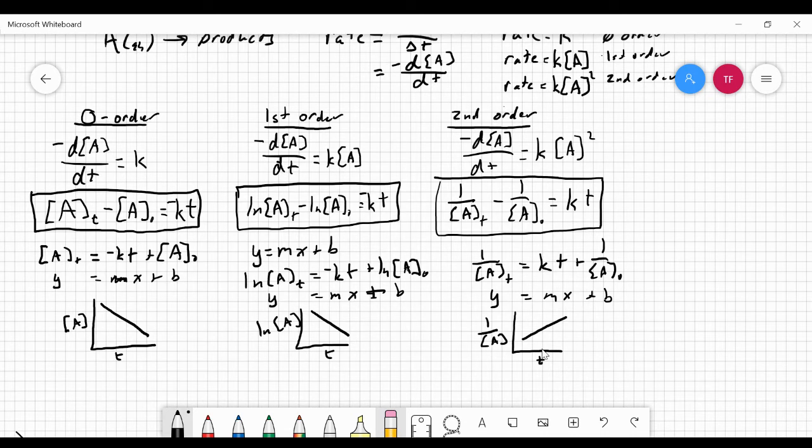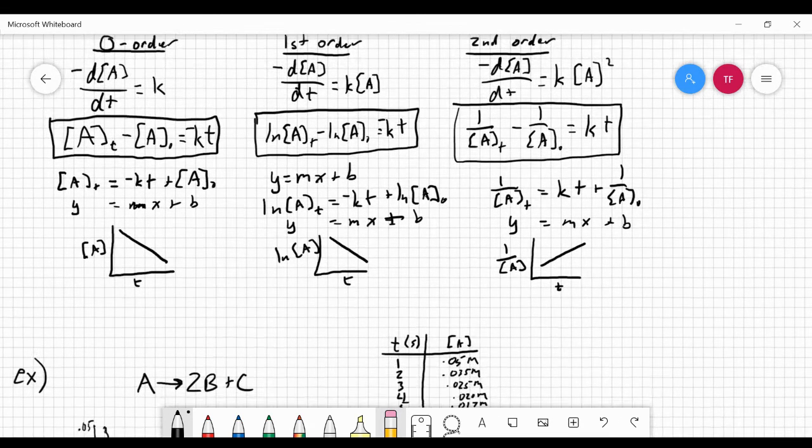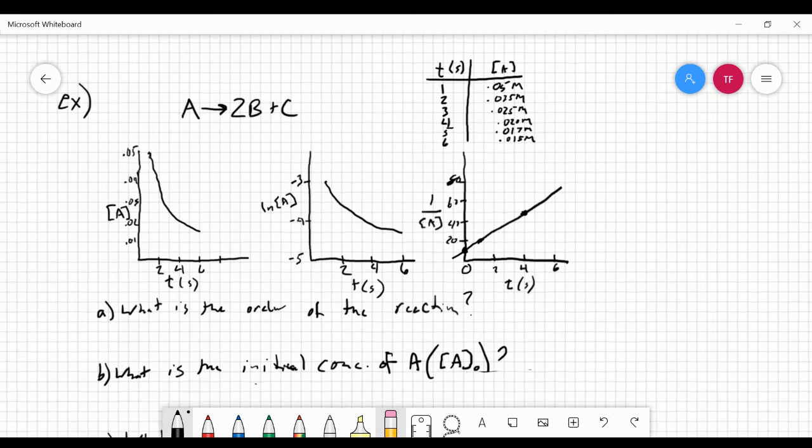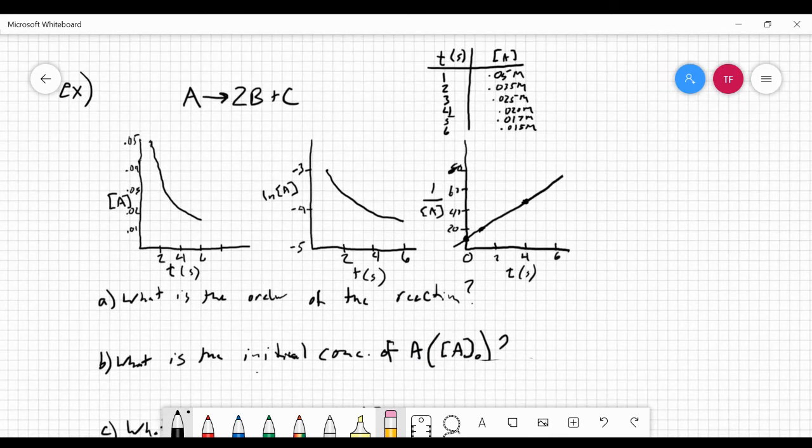So we're going to do a practice problem and just see how this works. Here is an example that I have already written up with some questions. A reaction of substance A decomposing to substances B and C was analyzed, and after 1 second, 2 seconds, 3 seconds, 4 seconds, 5 seconds, and 6 seconds, these were the concentrations of substance A as time went along. So this is our data as the reaction took place.